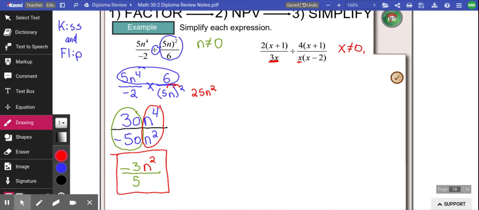The next space I check would be x minus 2. That means x cannot equal 2.